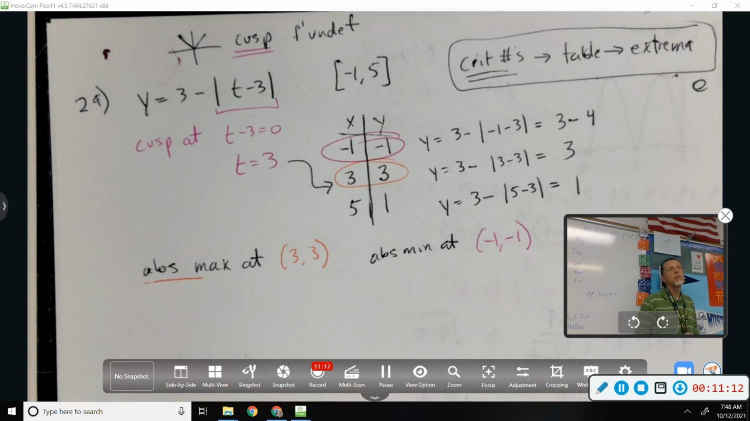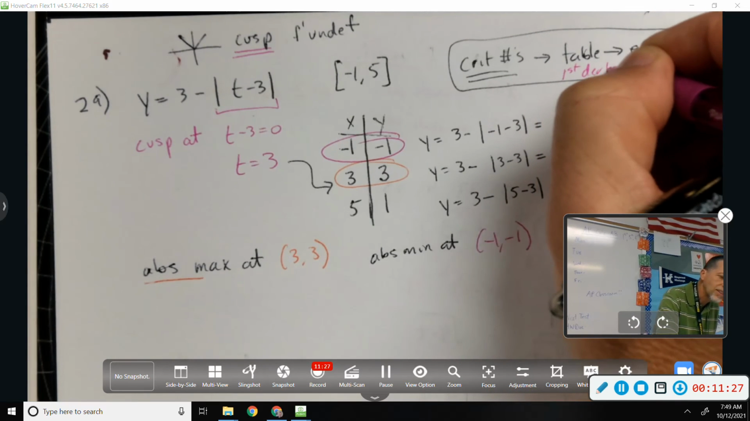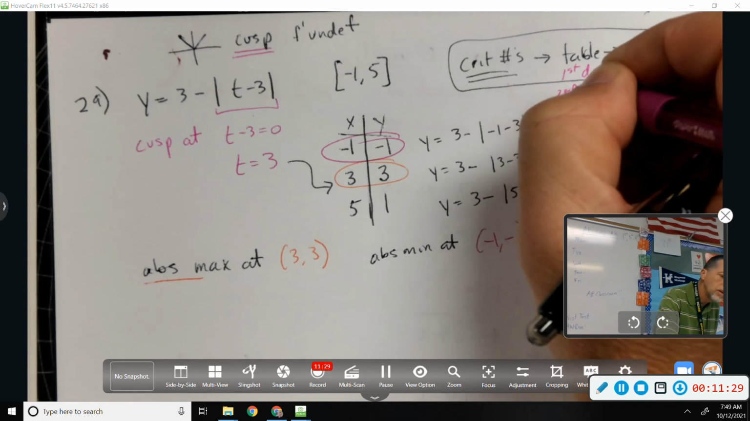Critical numbers lead us to a table, lead us to extrema. At least that's the way we did it today. In the future, instead of a table, we've got a first derivative test and a second derivative test that we'll do, but that's not yet.